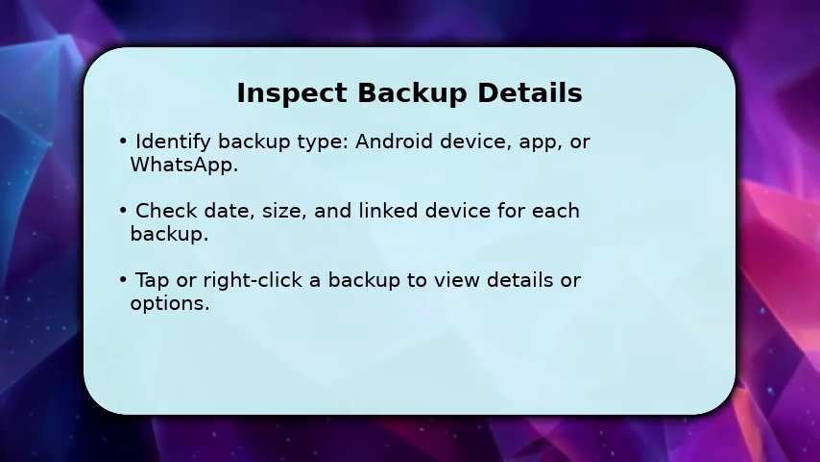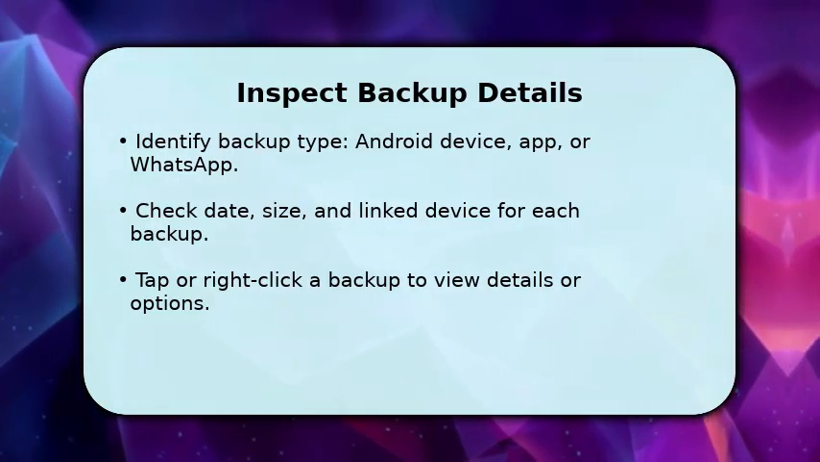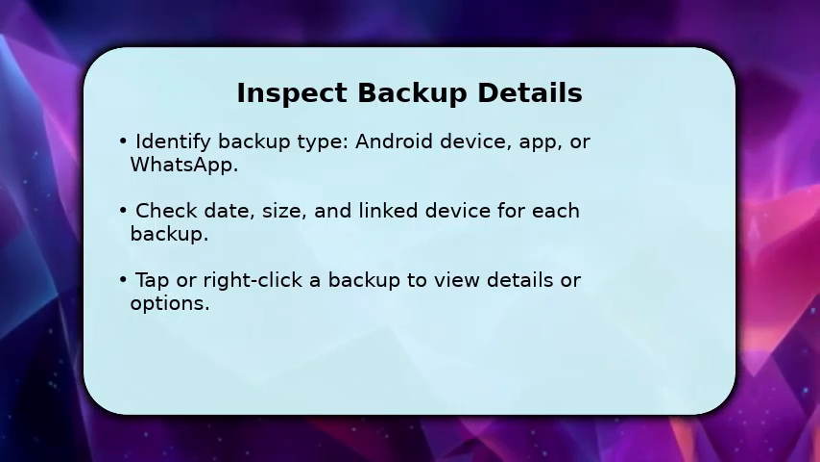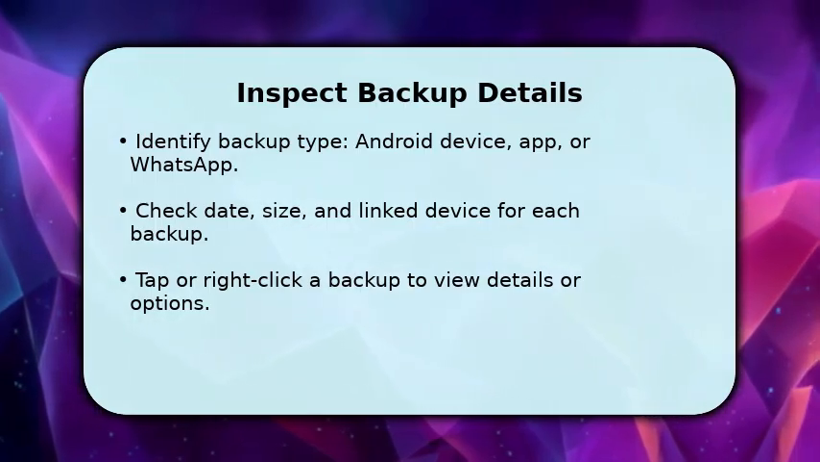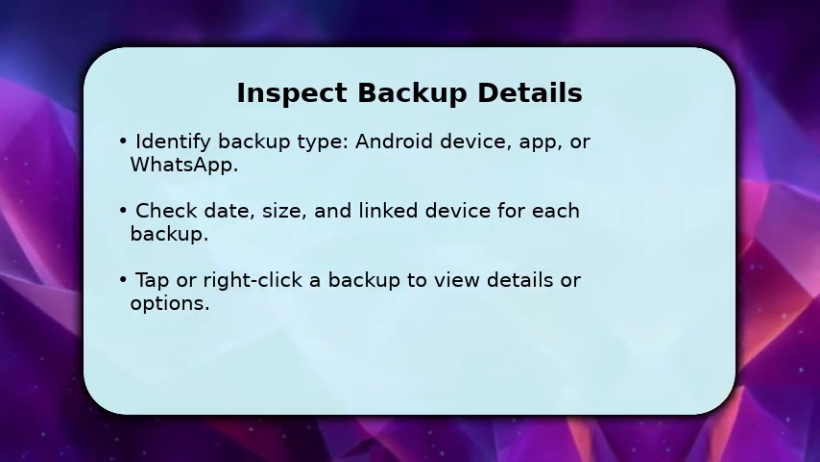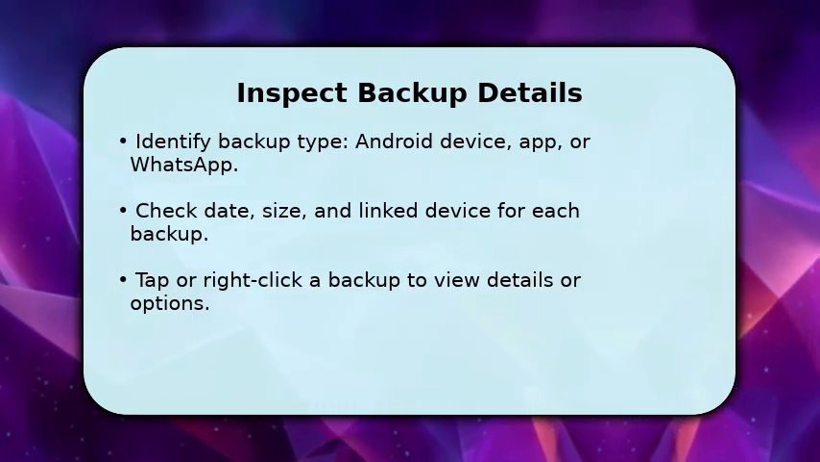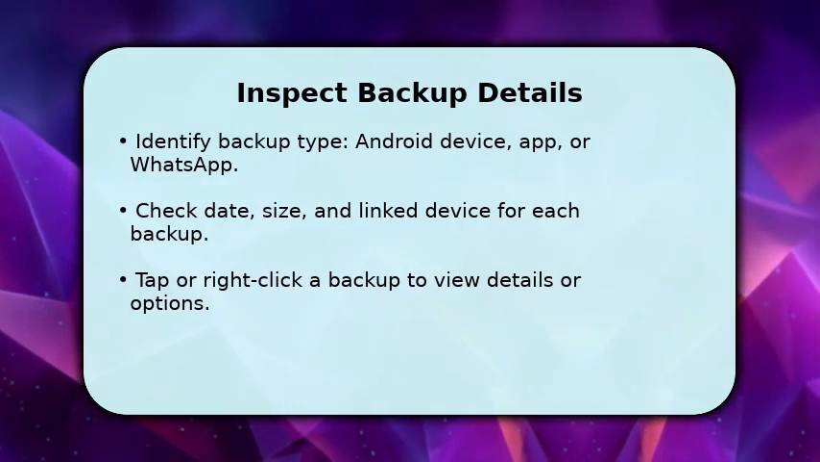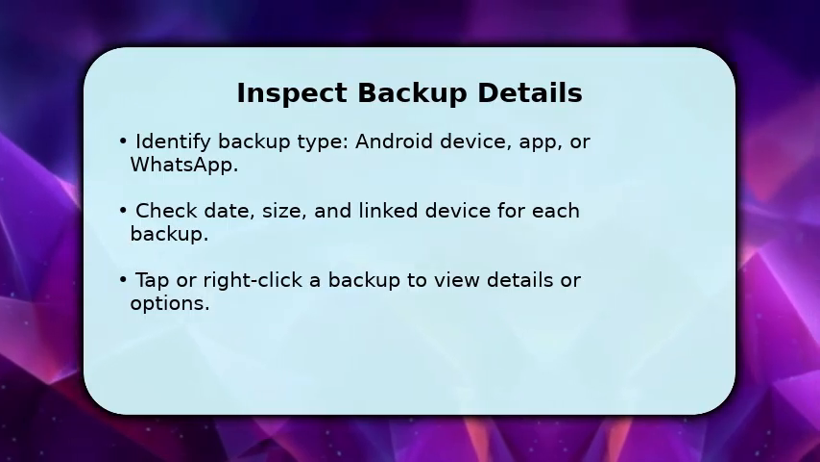You'll see device name, backup date, and size. Click or tap an entry to expand details like app data, SMS, and settings. This is where you decide whether the backup contains what you need. For example, app backups appear separately. Make sure to note the backup date so you pick the most recent one.